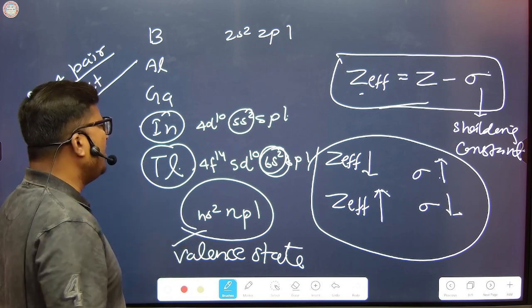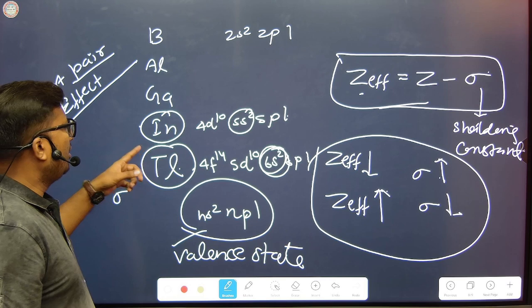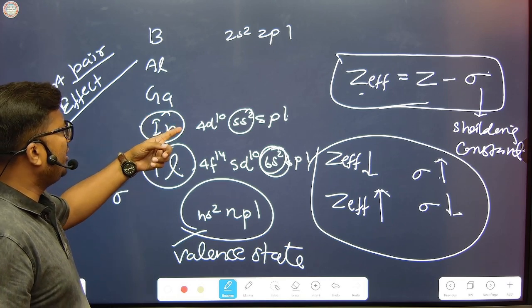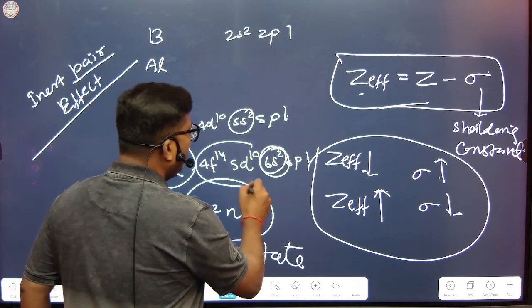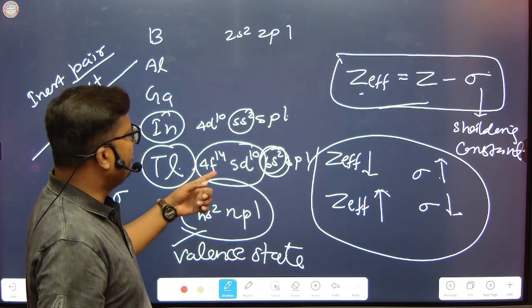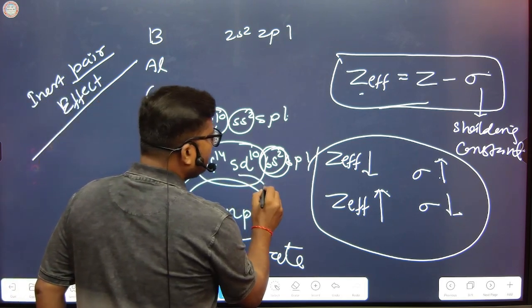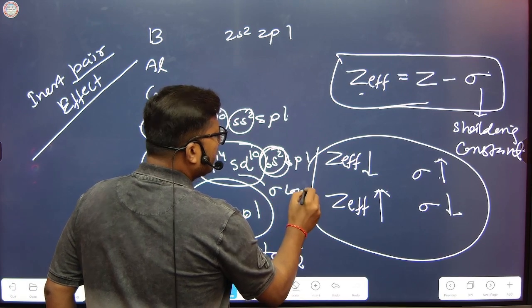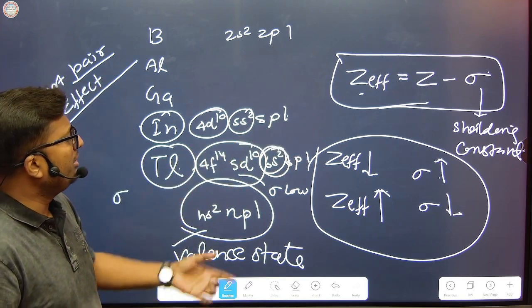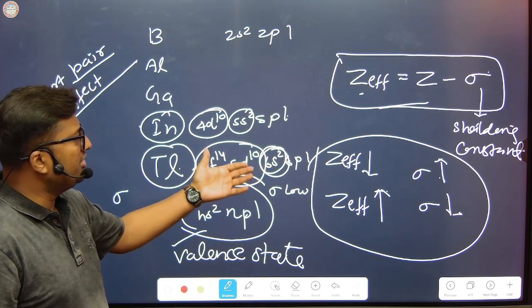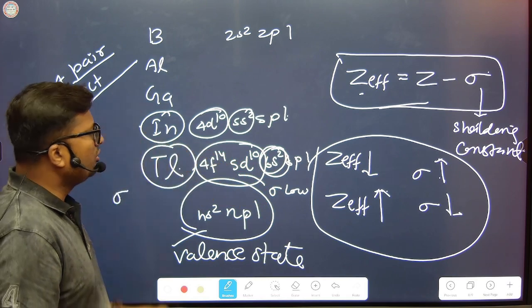So the sigma is very low for thallium, and for indium it is comparatively a little larger. Here there are two penultimate subshells, that is f and d, and there only one, that is the d subshell. So here sigma will be very low, right? So Z effective will be high, and the higher the Z effective, it means the valence s state or s2 pair of electrons is strongly bound to the nucleus.